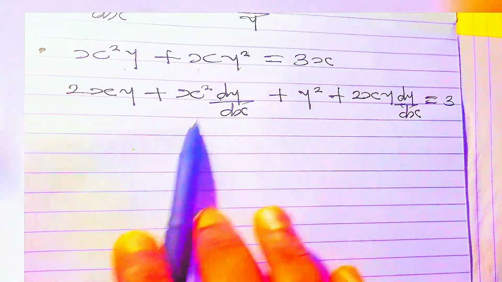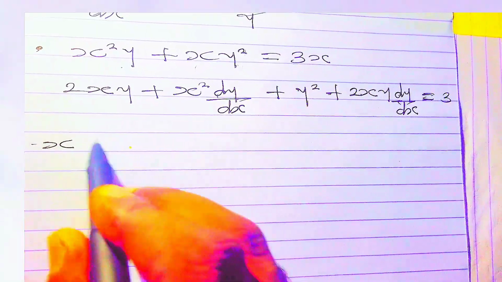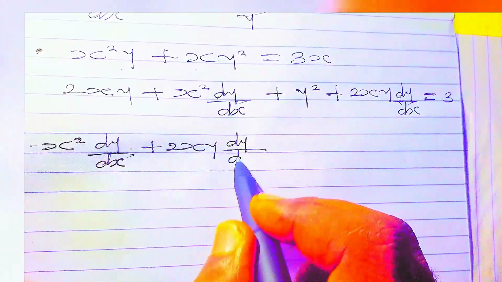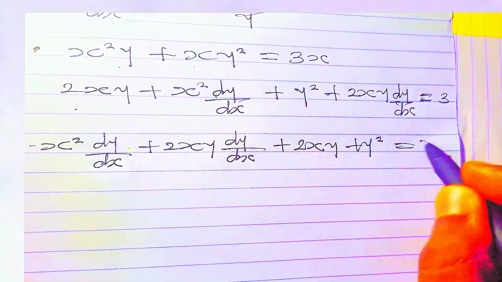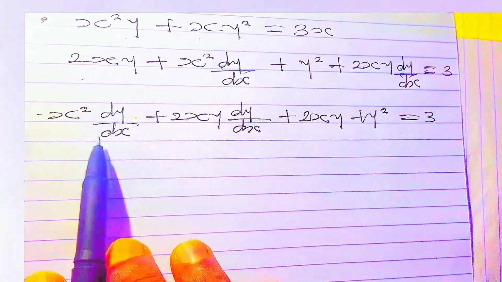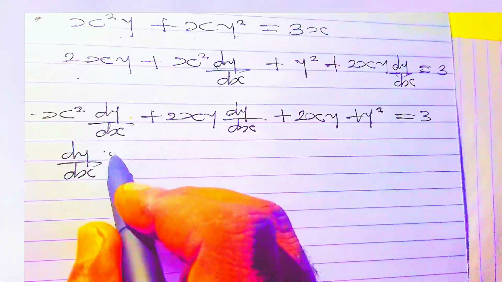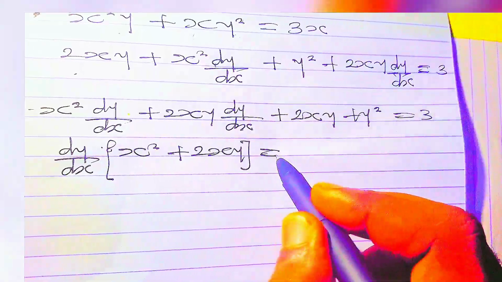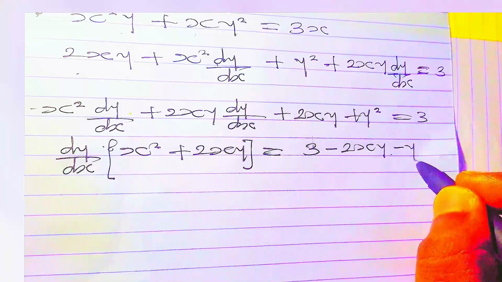And then we try to combine the terms with dy/dx and move them together. Therefore this becomes x squared dy/dx plus 2xy dy/dx, and then we still have this one left there, 2xy, and then plus y squared equal to 3. So we try to move all of these to the other side of the equality sign. At the same time, we can just go straight and make use of dy/dx to factorize what we have there. So this becomes dy/dx in a bracket: x squared plus 2xy is equal to 3. This to the other side becomes minus 2xy. This to the other side becomes minus y squared.